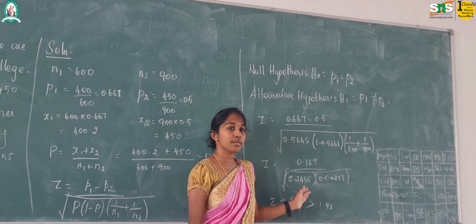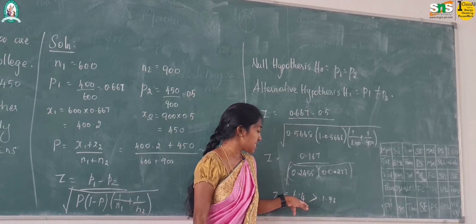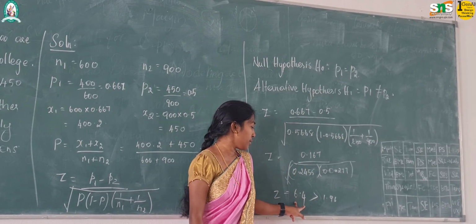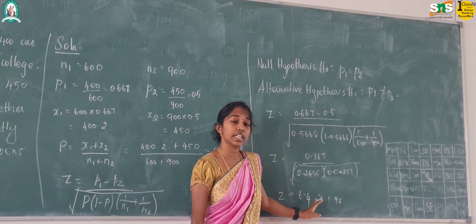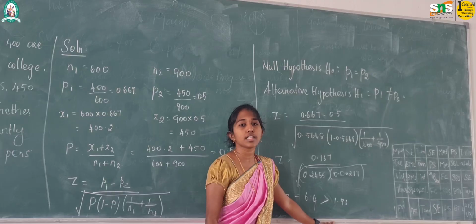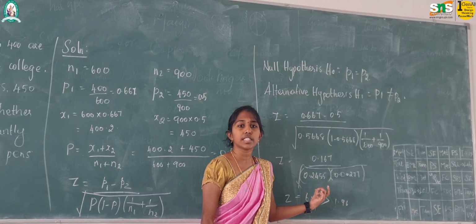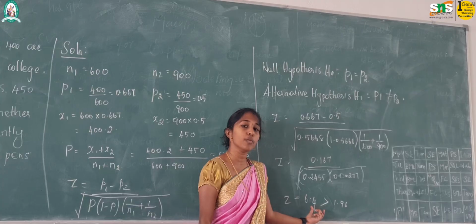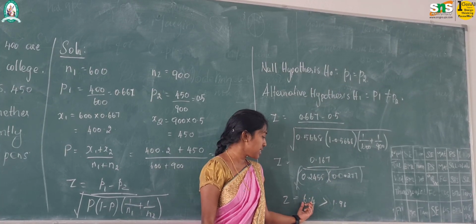Now we are going to simplify all of these. By simplifying, I get an answer of 6.4, so the value of Z will be 6.4. Now we are going to find the critical value at the 5% level of significance. The critical value at the 5% level of significance is 1.96. We are going to compare this with the calculated value, 6.4.